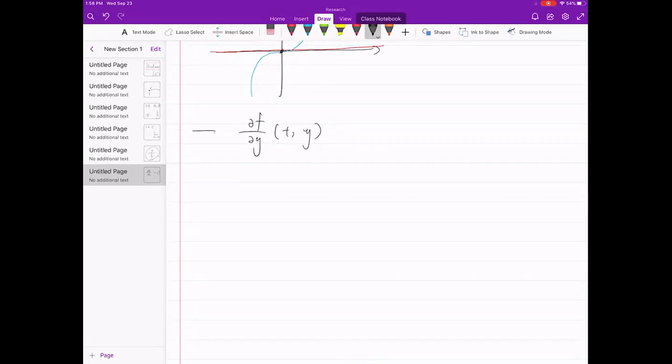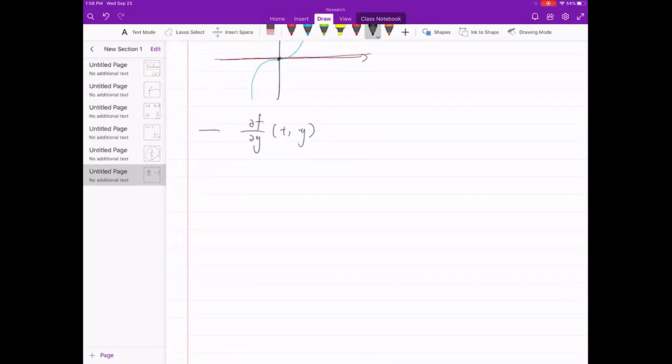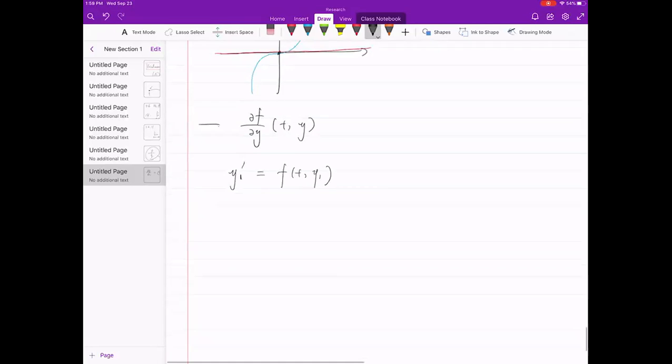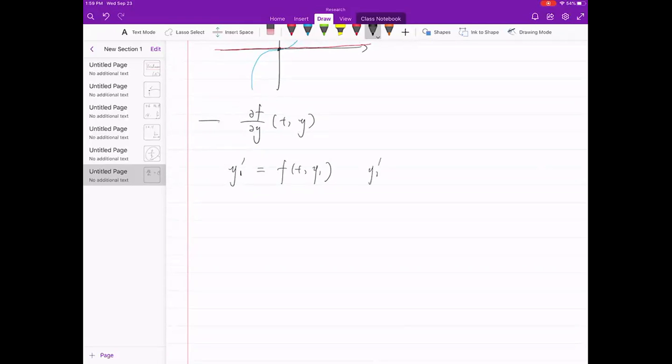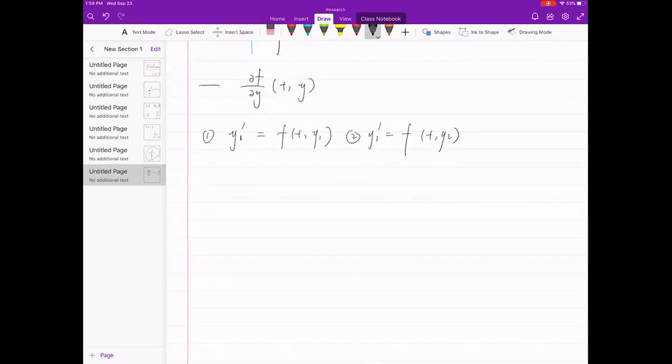So you agree, right? We had two things. The first one is y prime equals f(t, y). And we know y1 is a solution. Therefore, y1 prime equals f(t, y1). We also know y2 is a solution. Therefore, y2 prime equals f(t, y2). We call this one, we call this two. Now what I'm going to do is use number one minus number two. I will have y1 prime minus y2 prime equals f(t, y1) minus f(t, y2).